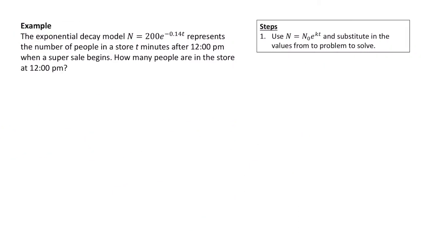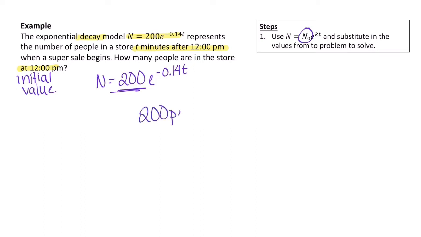In this problem, it says the exponential decay model, N equals 200 e to the negative 0.14t, represents the number of people in a store t minutes after 12 p.m. when a super sale begins. How many people are in the store at 12 p.m.? Here's our formula, N equals 200 e to the negative 0.14t. We have exponential decay, and it's t minutes after 12 p.m. Then it says how many are there at 12 p.m. Notice 12 p.m. is like the initial value in this problem. That's our starting point. Remember that the number in front of e, that N naught, always tells us the starting value. So we can just look at the formula and say that it's 200 people.